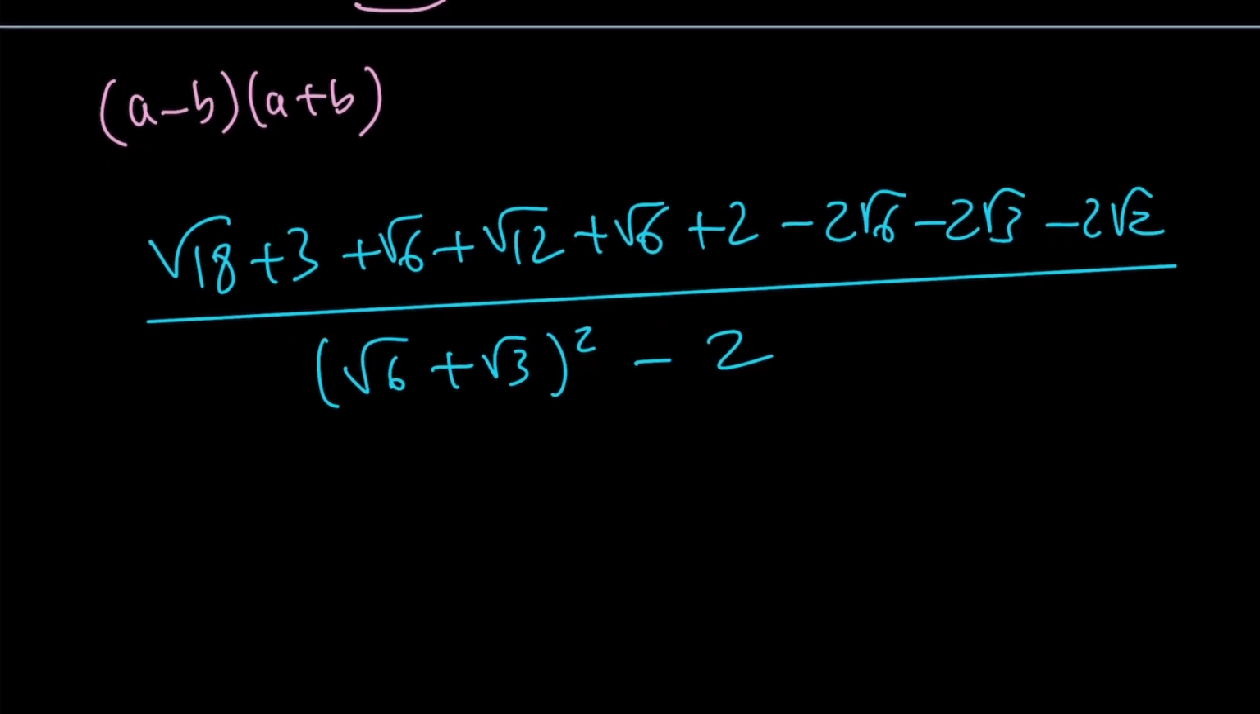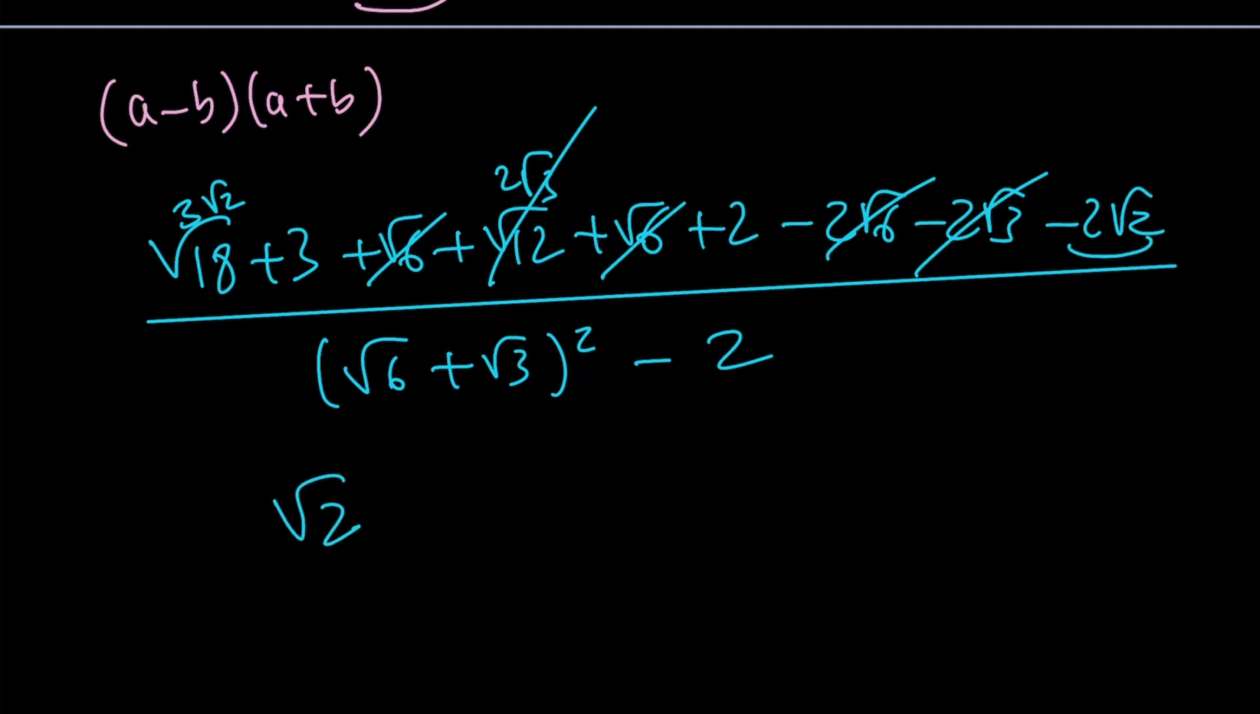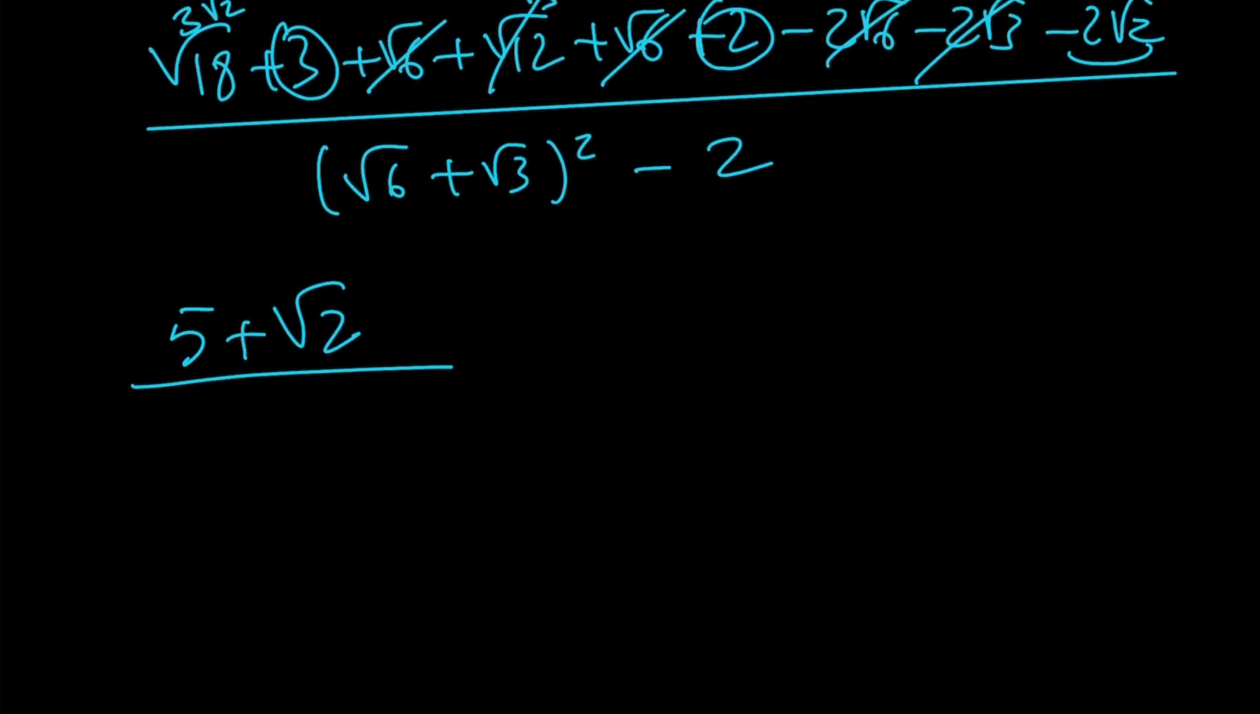How? Root 6 cancels out, and then this is 2 root 3, and that also cancels out. Okay, and this is 3 root 2. Now let's see. I have 3 root 2 minus 2 root 2, that is a root 2. And then I have 3 plus 2, which is 5. So it's 5 plus root 2 is the numerator, 5 plus root 2. And the bottom is going to be, let's go ahead and square this, 6 plus 3 plus 2 root 18 minus 2. This is 9. 9 minus 2 is 7. This is 3 root 2. Multiply by 2, it's going to become 6 root 2.